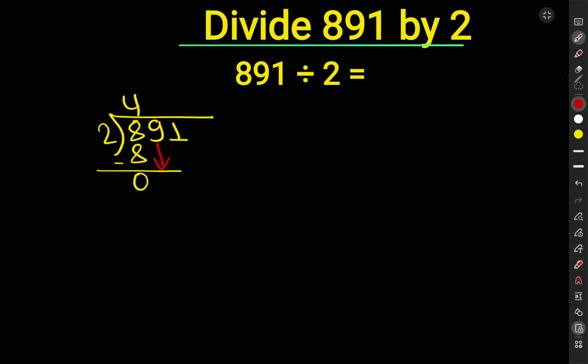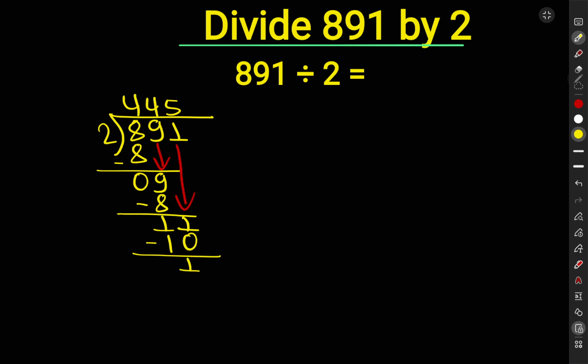So now we put down this 9 and 2 times 4 is 8. On subtracting we get 1. So again we put down this 1 and it is 11. So 2 times 5 is 10. On subtracting we get 1.